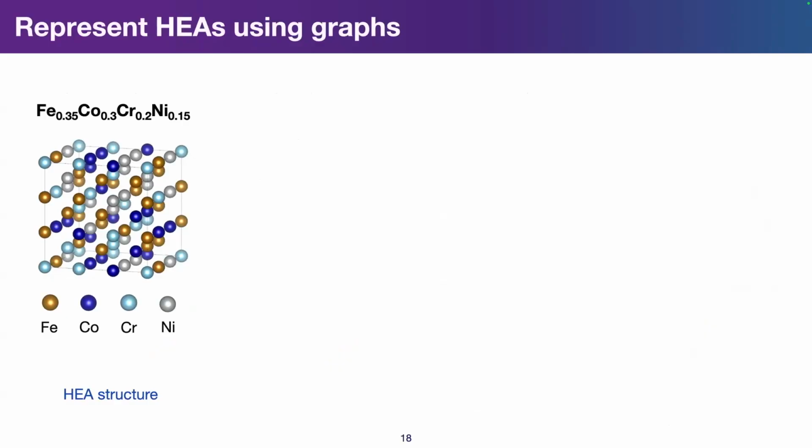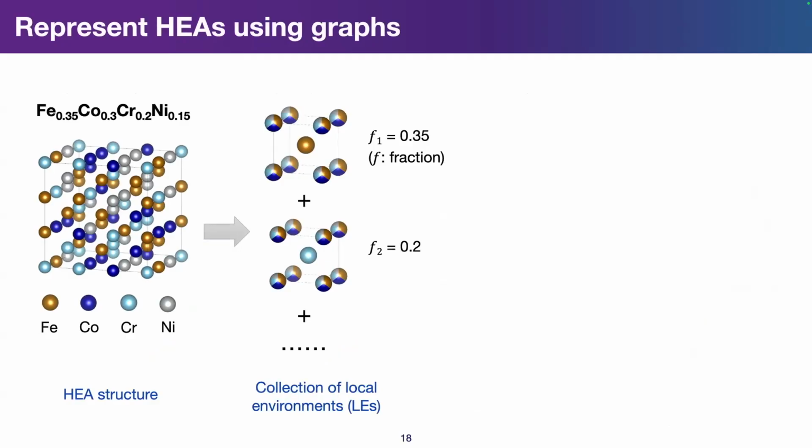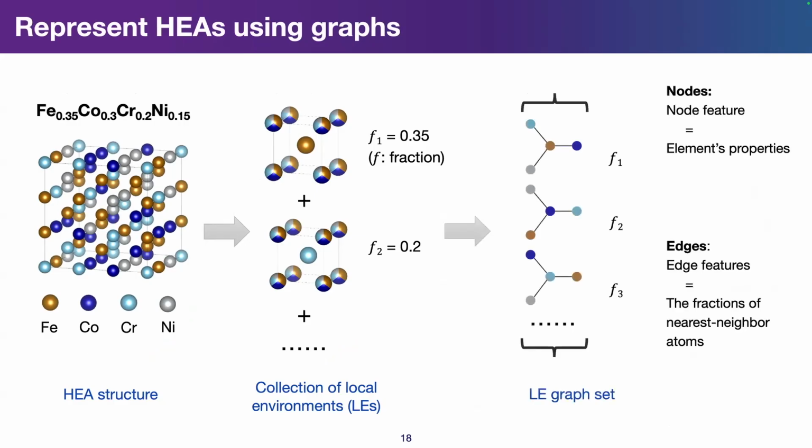So to do that, we still first need to find a representation. The method we use is to view an HEA structure as a collection of local environments. And each local environment is a center atom together with its nearest neighbors. And each local environment should have its weight fraction in this HEA. And then each local environment can be easily represented by a graph, because now we have a well-defined unit. And still, this whole HEA becomes a set of graphs with weight fractions. So the familiar data structure again.